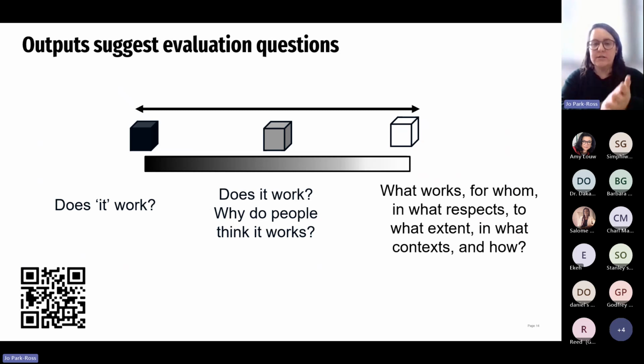So black box, we are asking, does it work? Gray box, we're asking, does it work? And I'm starting to wonder, why do people think that our program works? But with clear box thinking, we're asking, what works, for whom, in what respects, to what extent, and is it contextual, and how does that affect everything? So you can see the kind of spectrum that we're following here.